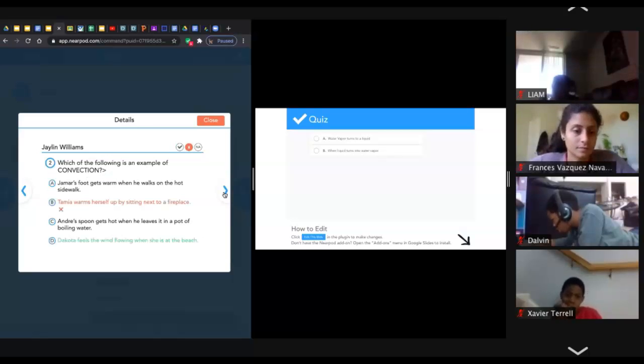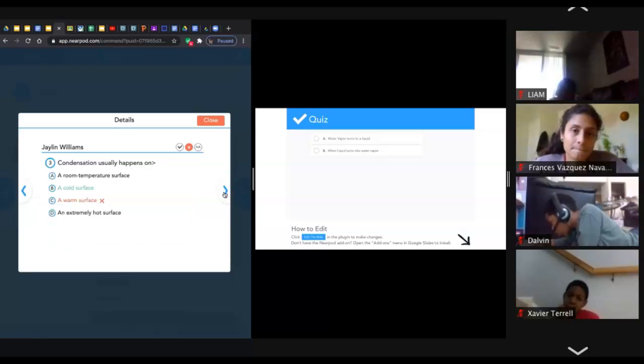All right. Which of the following is an example of convection? All right. So Dakota feels the wind flowing when she's on the beach. All right. Convection is the flow. Is when cold air rises. Is when warm air rises and falls.